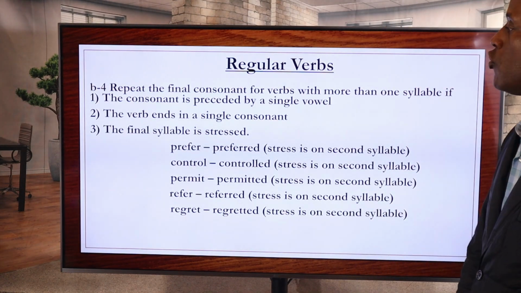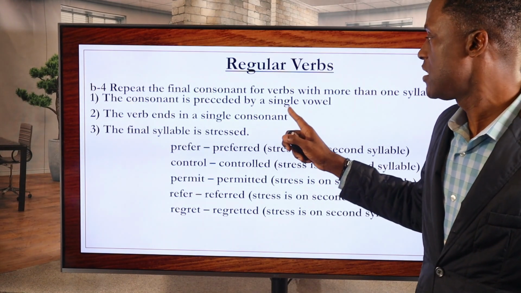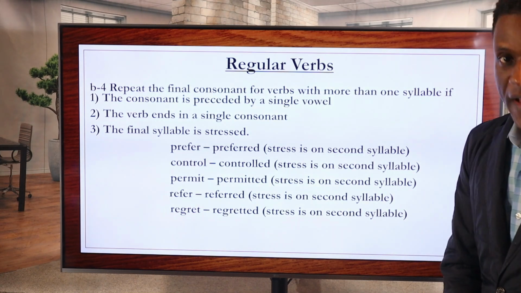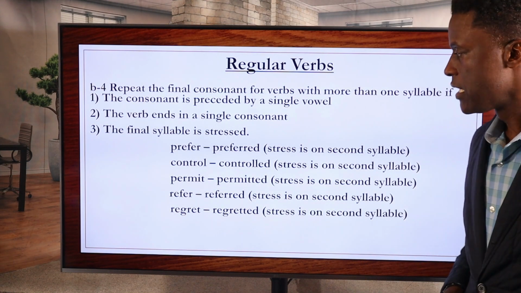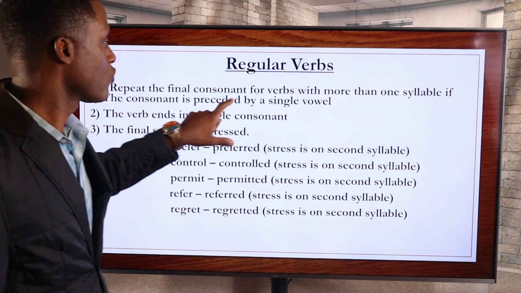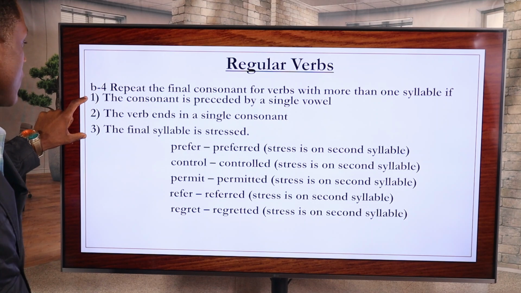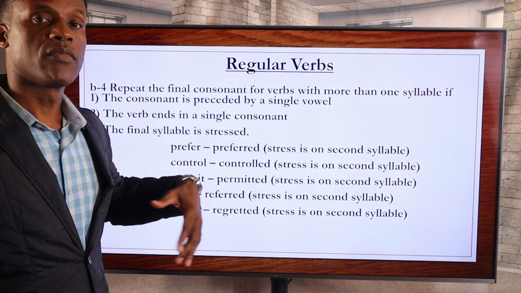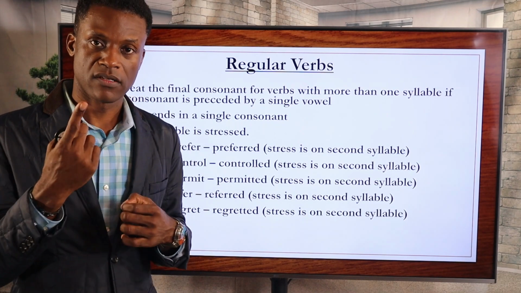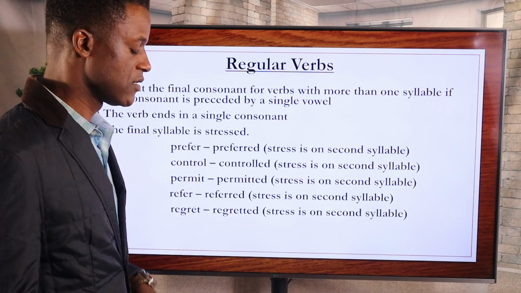Now, fourth, you repeat the final consonant for verbs with more than one syllable if the consonant is preceded by a single vowel, the verb ends in a single consonant, and finally, the final syllable is stressed. There are three conditions here. First, the consonant is preceded by a single vowel. Second, the verb ends in a single consonant. And third, the final syllable is stressed.